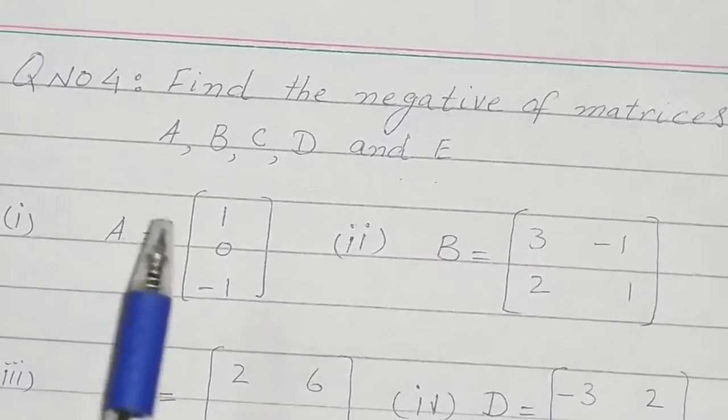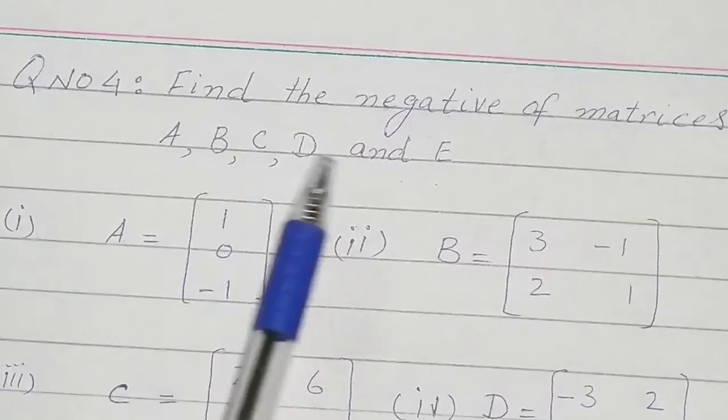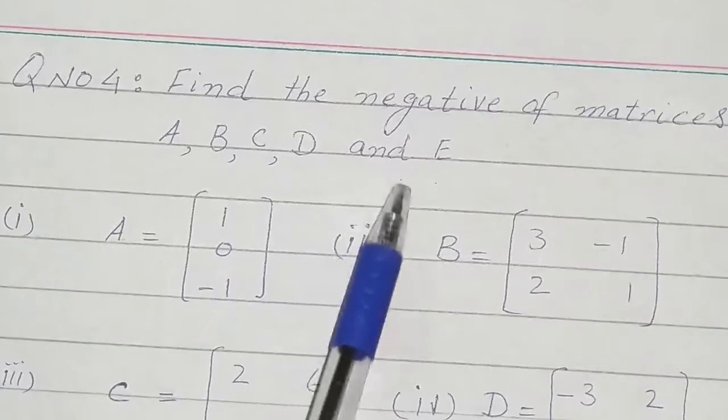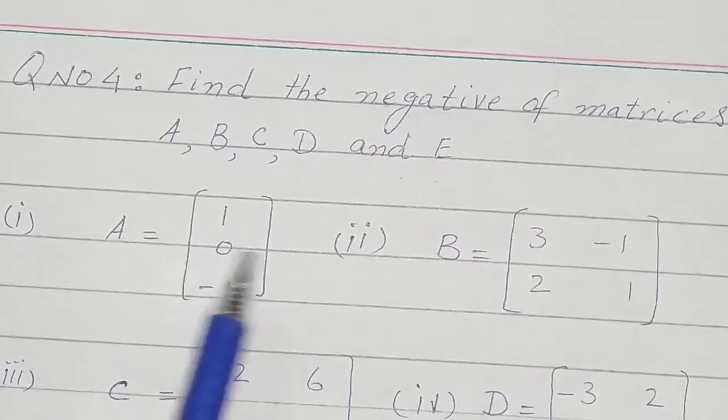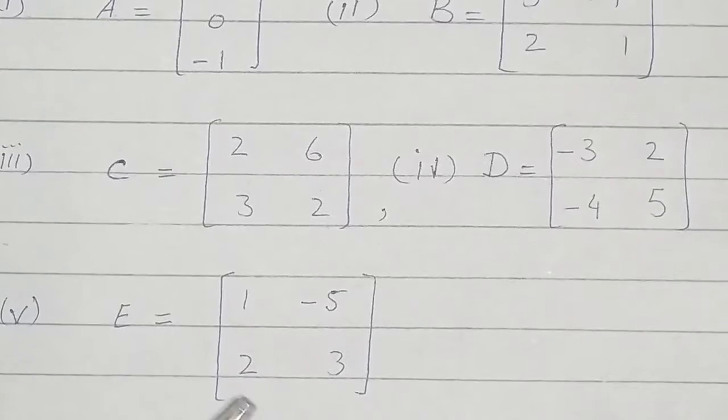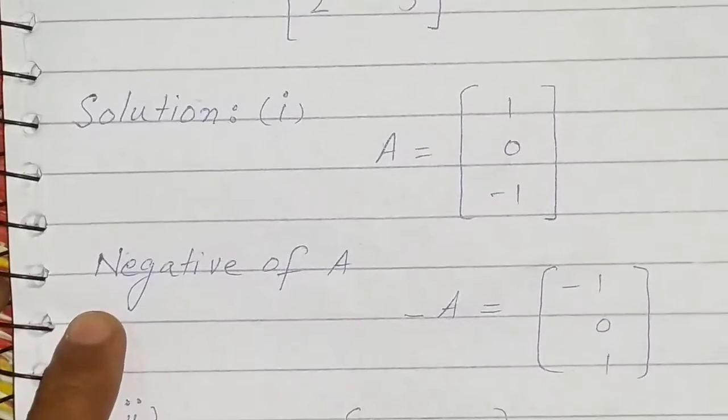Question number 4. Find the negative of matrices A, B, C, D and E. A is here, B is here, C is here, D, E. These are the matrices for you. Now we find their negative matrices.